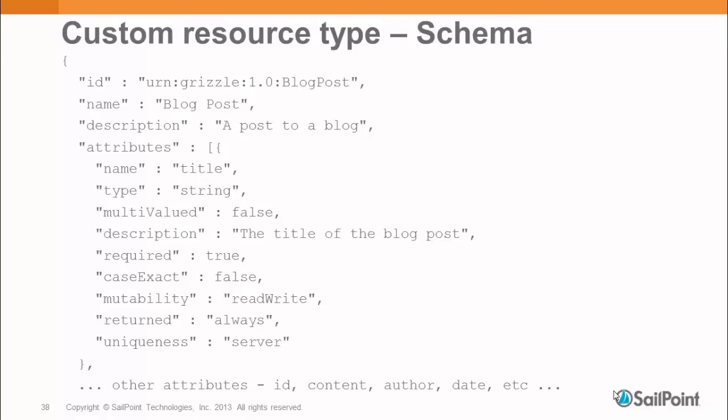Here's a quick example of doing this. This one is a blog post. You have some attributes that define what a blog post is. You've got a title for your blog post.